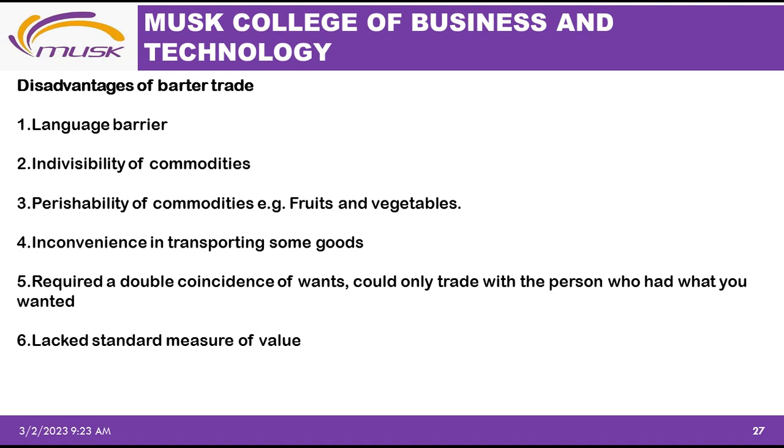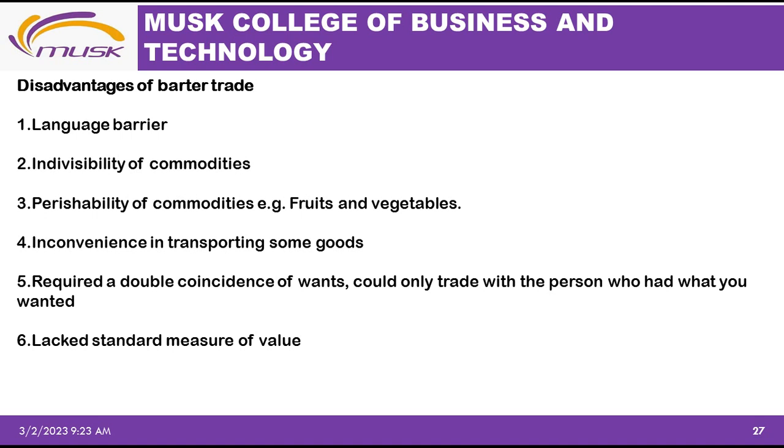If, for example, somebody is carrying a goat and they are looking for a sack of maize, what happens if the person with the sack of maize only has half of the sack? Will this person who is owning the goat also split the goat in half? It was impossible. That's why we are talking about indivisibility of commodities. And then there was also perishability of commodities, for example, fruits and vegetables.